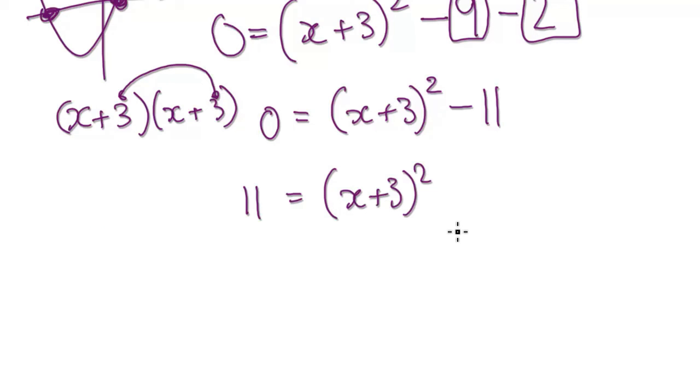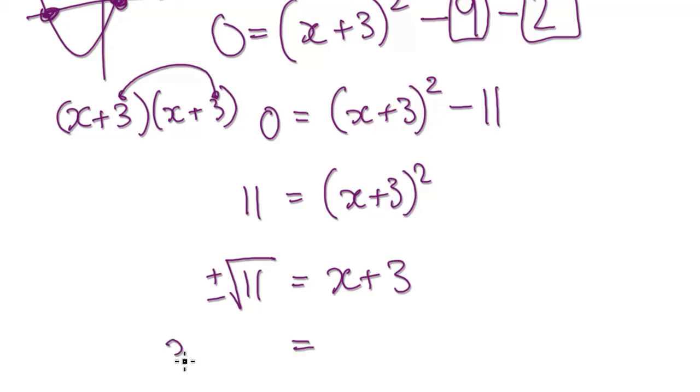and then square root both sides. When you square root, you will get two versions: the positive version and the negative version. And then now take away 3. So there.